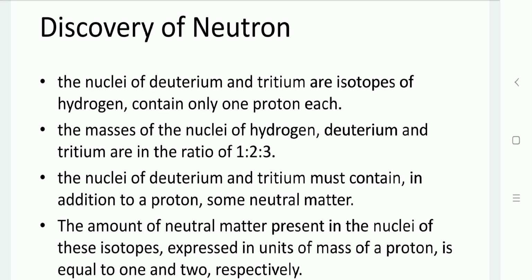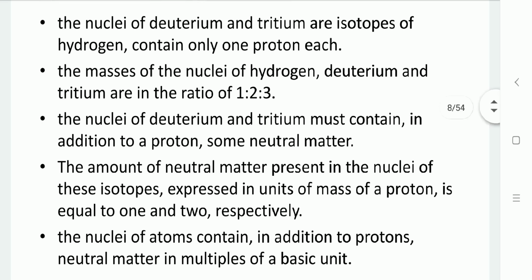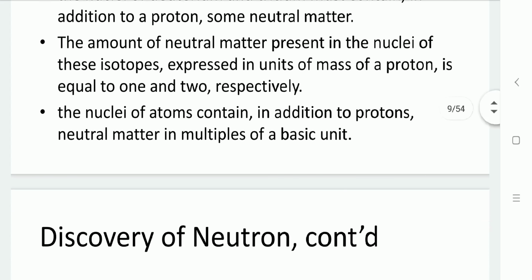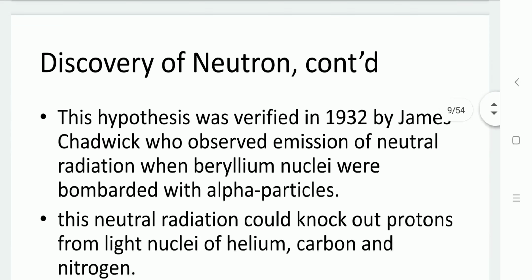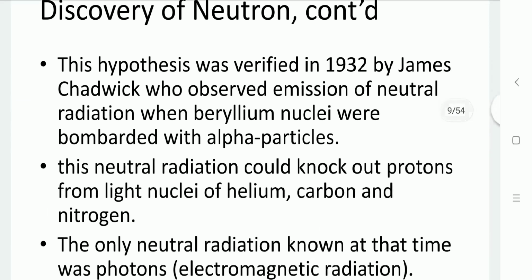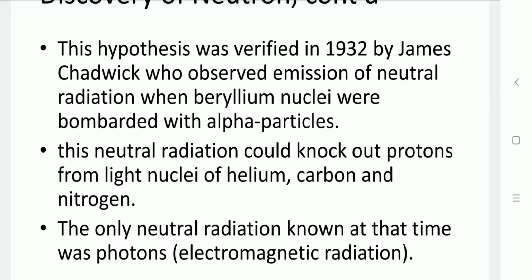So the nucleus of an atom contains, in addition to the proton, neutral matter in multiples of its basic unit. This hypothesis was tested by James Chadwick, who observed the emission of neutral radiation when beryllium nuclei were bombarded with alpha particles. This neutral radiation knocked out protons from light nuclei of helium, carbon and nitrogen, and the only neutral radiation known at the time was photons, that is, electromagnetic radiation.